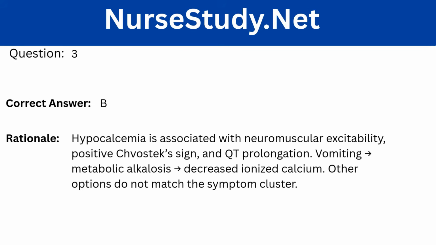Correct answer, B. Rationale. Hypocalcemia is associated with neuromuscular excitability, positive Chvostek's sign, and QT prolongation. Vomiting leads to metabolic alkalosis, which can lead to decreased ionized calcium. Other options do not match the symptom cluster.